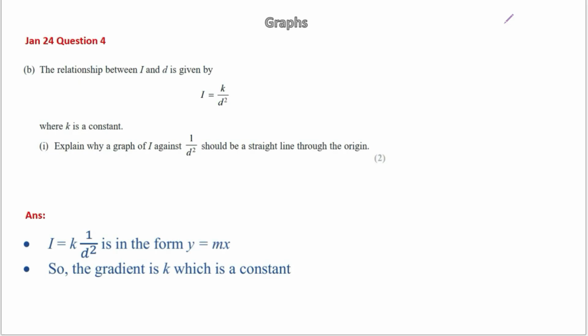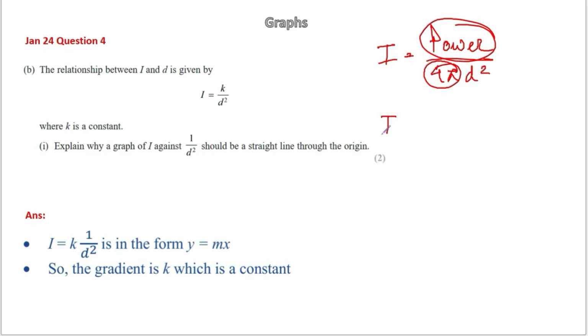Next topic is very important. You have graphs. This is also from January, question 4. The relationship between I and D is given by I equals K by D squared. I hope you all remember from your Unit 2 intensity lecture that intensity equals power divided by, if it's from a point source, 4 pi D squared. So the power is constant, 4 pi is constant, so I is proportional to 1 by D squared. This is the basic concept behind this question.